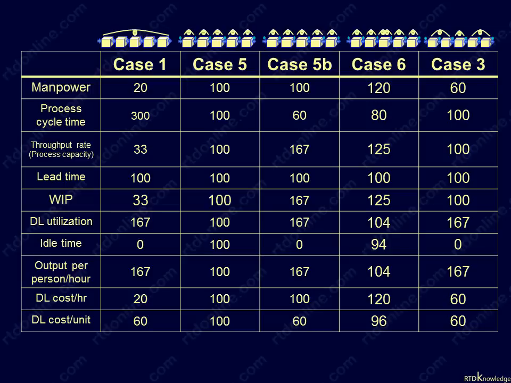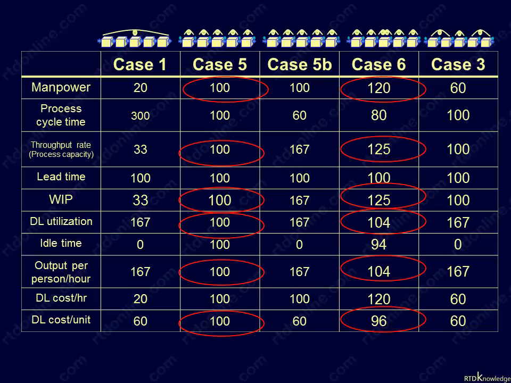For example, let's compare Case 5 with Case 6 and assess the improvements after we've added an operator to the bottleneck station C. We can see that by increasing manpower by 20%, we've cut the unit cost by 4%. At the same time, we increased capacity and work in process by 25% and utilization and output per person by 4%. It is now easier to decide whether increasing manpower this way was a wise and effective decision.